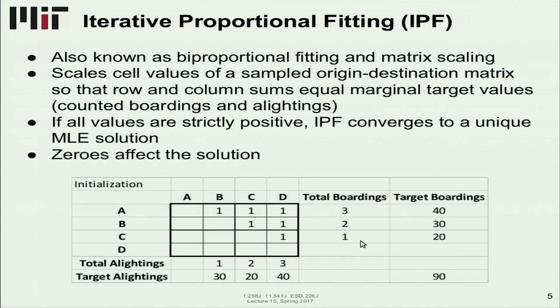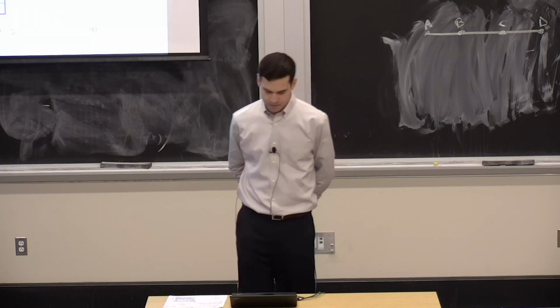So what we want to do is start off with adding up each row and adding up each column. So we have total alightings and total boardings, and we want them to match the target boardings and target alightings, or the control totals. Questions? What are the control totals again?